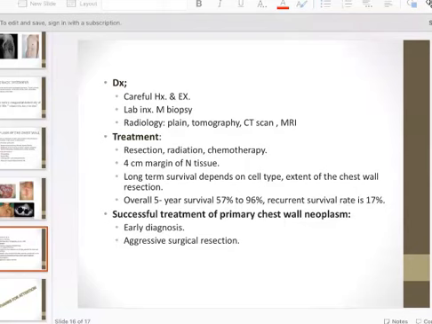Long-term survival depends on the cell type, the extension of the chest wall tumor, and how the chest wall resection goes. Overall, the 5-year survival is 57 to 96%, and recurrence will affect 17%. Successful treatment of primary chest wall tumor requires early diagnosis and aggressive surgical resection.